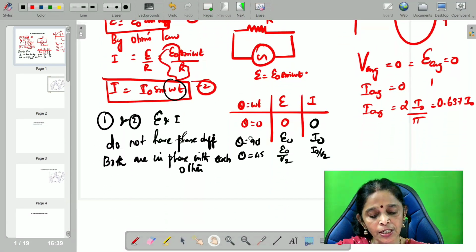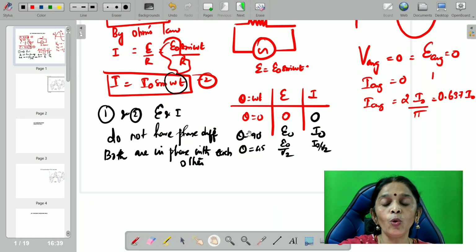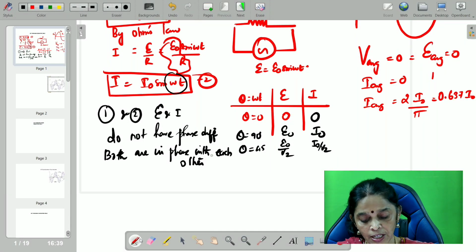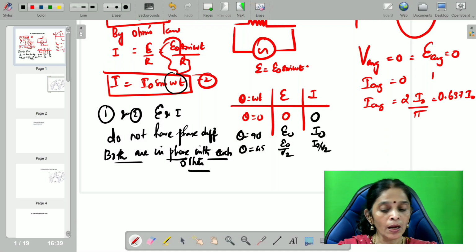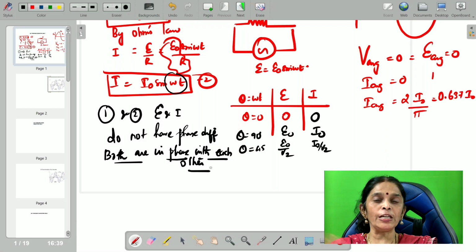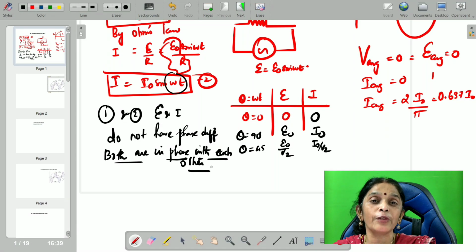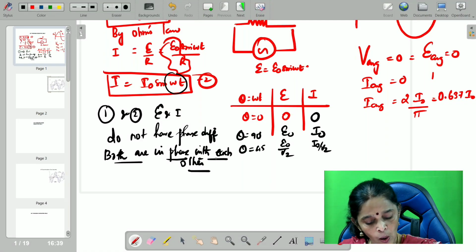Both are in phase with each other, meaning what are the both? Current and the voltage. So there is no phase difference between E and I. Okay, if there is no phase difference between E and I, how to draw the phasor diagram? I will draw the phasor diagram, time diagram, all that, right?